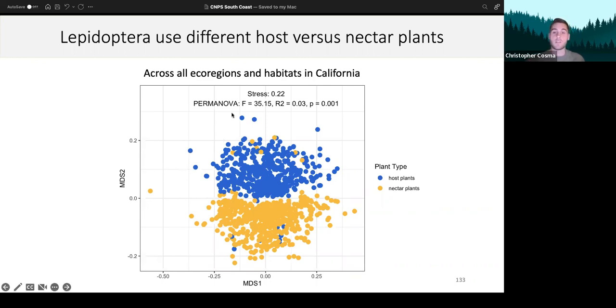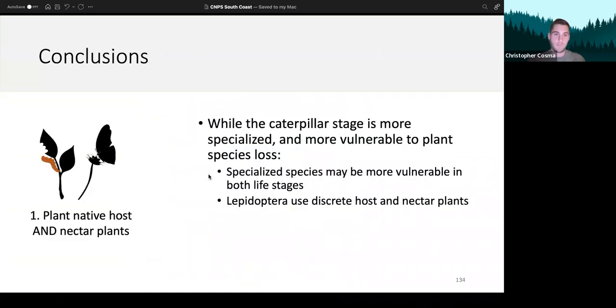And so what we're seeing here, the fact that we can see these distinct groupings of nectar plants on the bottom and host plants on the top, means that these groups of host plants used by caterpillars are significantly different than the groups of nectar plants used by our adult butterflies and moths. So again, this is showing us that Lepidoptera are using discrete hosts and nectar plants and not usually the same species in any habitat across California.